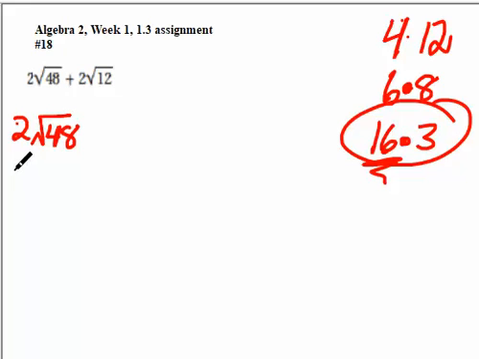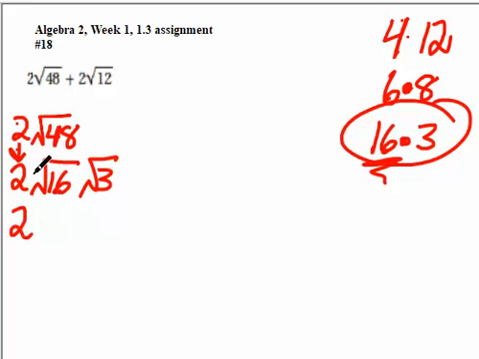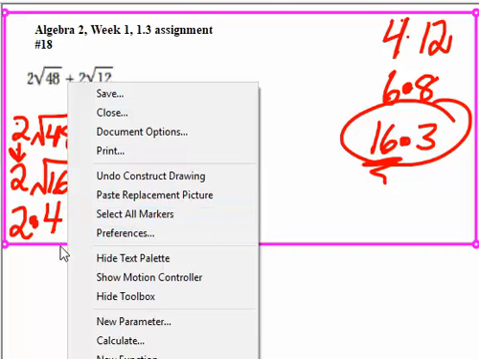So I'm going to write the 2 down. I'm just dropping that down. I'm going to rewrite the square root of 48 as the square root of 16 times the square root of 3. And now I'm going to simplify the square root of 16. So I'm going to drop down the 2 again, put a times sign because 2 next to a root means 2 times. So 2 times the square root of 16 is 4. And then I have to rewrite the square root of 3. You could put a times sign there if you want, but you don't have to.